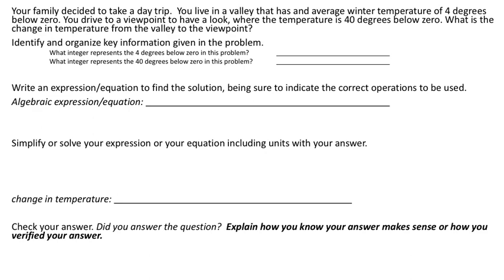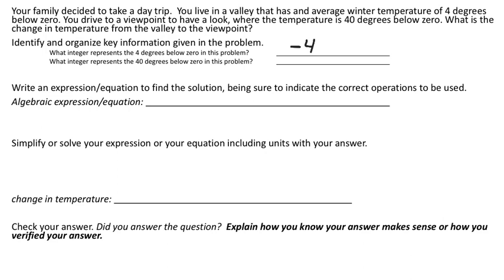Identify and organize key information given in the problem. So it says here, what integer represents the 4 degrees below zero in this problem? That would be -4. Now, it's just asking for the integer, so you don't necessarily need to label this.